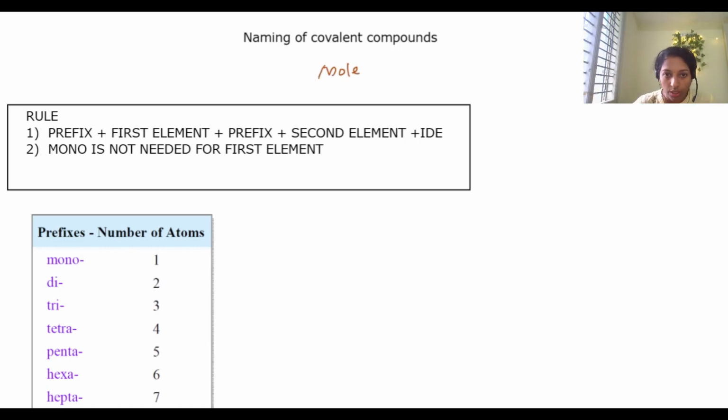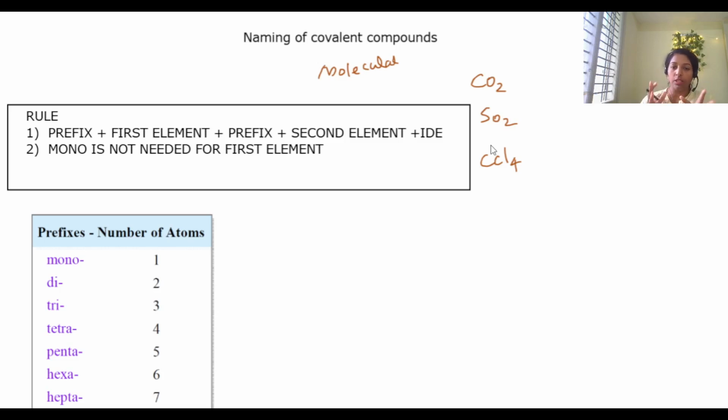So what are molecular compounds? Both elements are non-metals. For example, CO2: carbon and oxygen, both are non-metals, so it's a covalent compound. SO2: sulfur and oxygen, both are non-metals, so it's a covalent compound. CCl4: again carbon and chlorine, both are non-metals. So these are all covalent compounds.